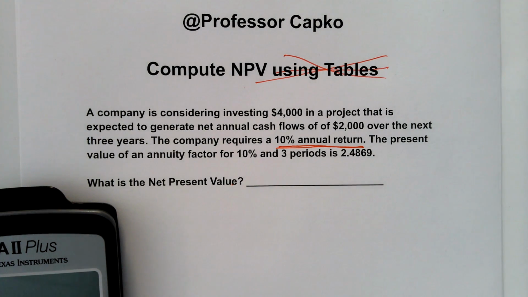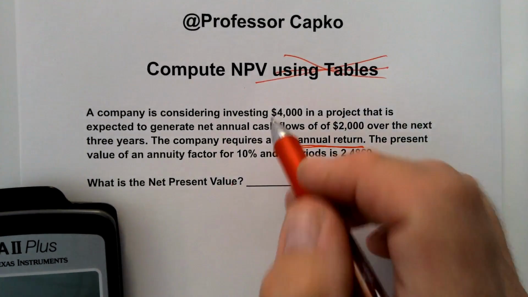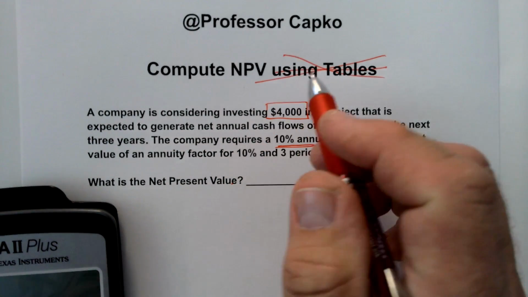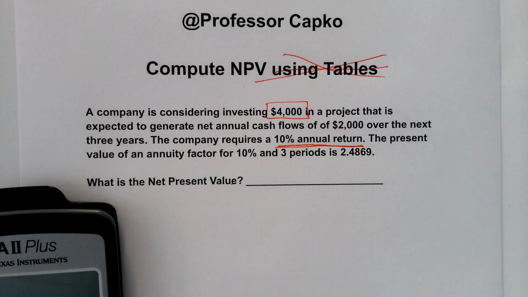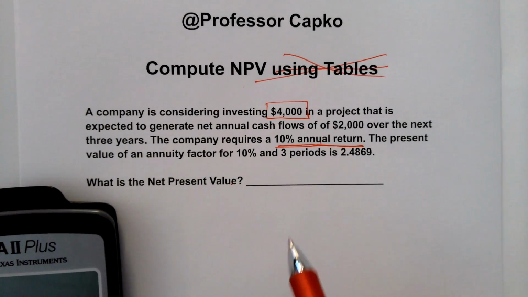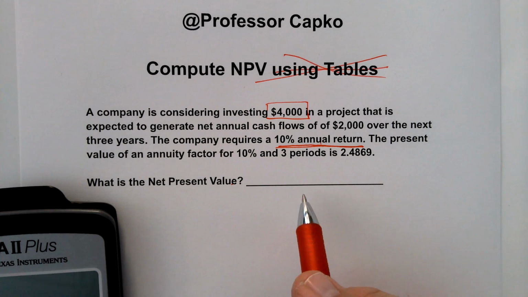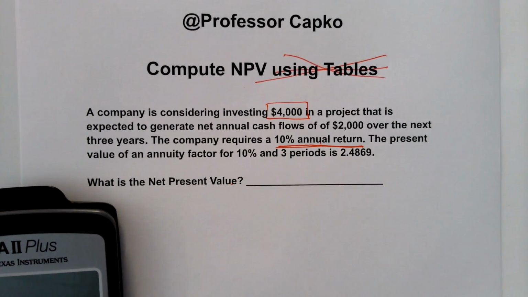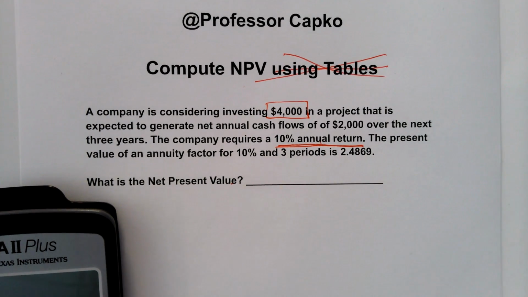So in our problem here, it's investing $4,000, and if it hasn't invested $4,000 and gotten a 10% annual return, well, then it's not going to be considered a good investment. We're going to get into exactly how to do this.